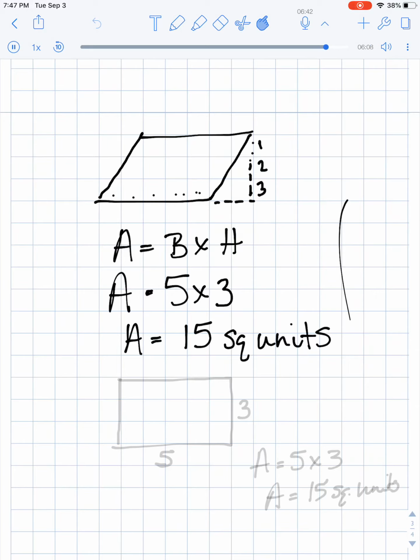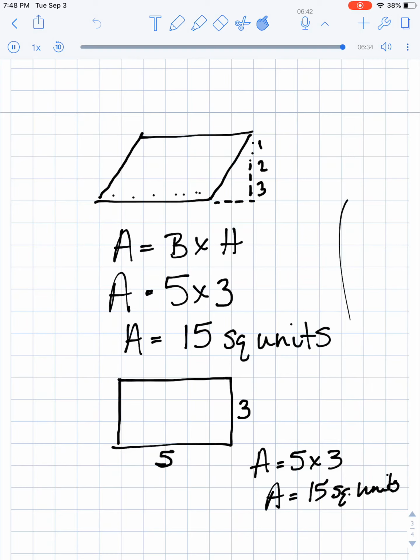Okay, the same can be said for a rectangle. Okay, this along here is my base. It's 5. My height is 3. So my area is equal to 15 square units. Okay? So that is our introduction to area in a nutshell.